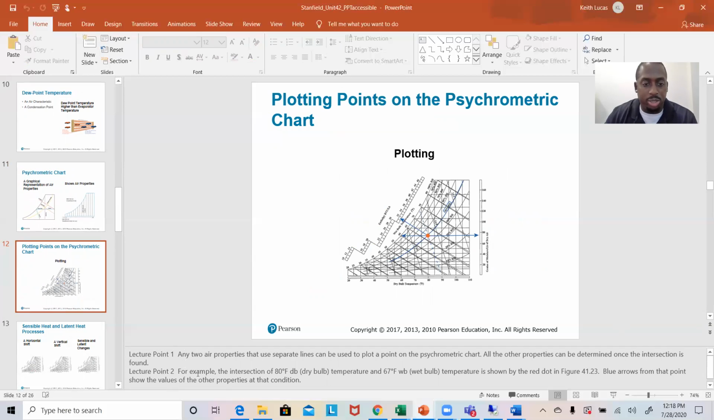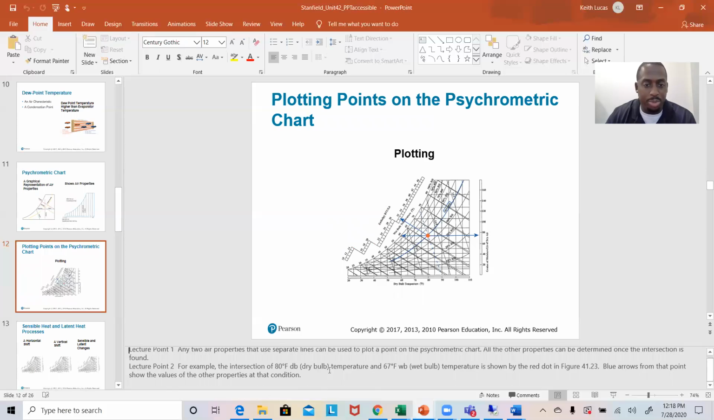So, plotting points on the psychrometric chart. Any two properties that use separate lines can be used to plot a point on the psychrometric chart. All other properties can be determined once the intersection is found. So that's pretty much what I was saying. For example, the intersection of 80 degrees dry bulb temperature and 67 degrees wet bulb temperature is shown on the red dot in figure 41.23. Blue arrows from that point show the values of other properties at that condition.